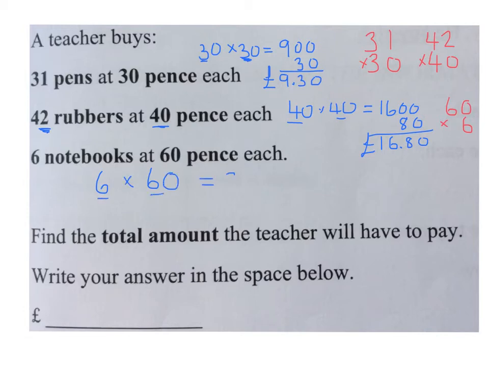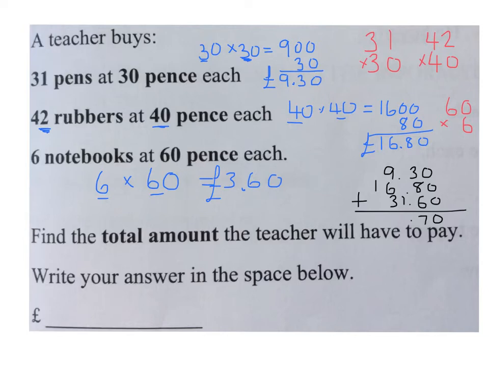My final one is just 6 multiplied by 60. 6 times 6 is 36. Put your zero back on and turn it into money. Now we know our three totals. All we've got to do is to add them. We have £9.30, £16.80 and £3.60. And we have to add them together. 3 zeros are 0. 3 and 8 give me 11, plus 6 is 17. 9 and 1 are 10, plus 6 plus 3 is 19. 1 over. £29.70.